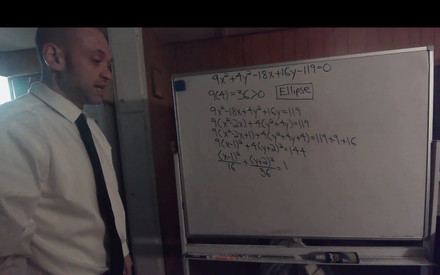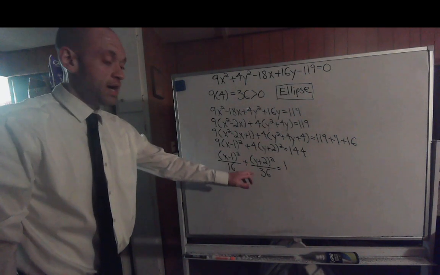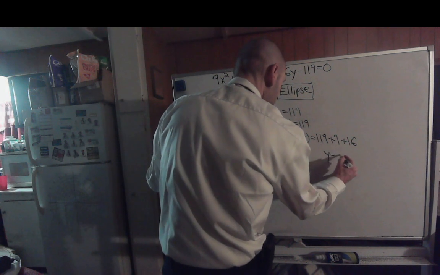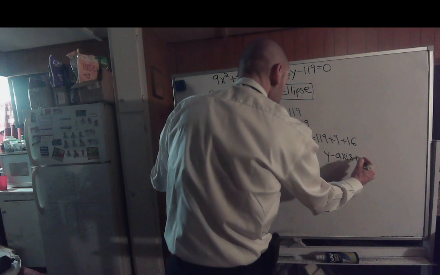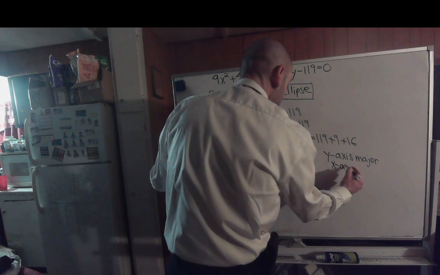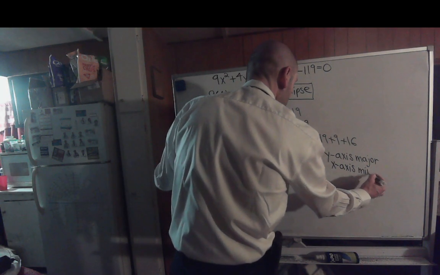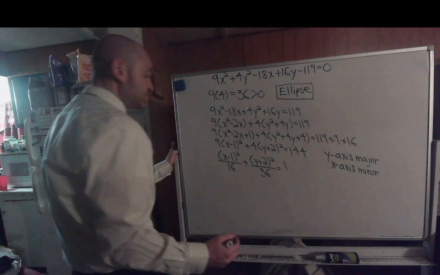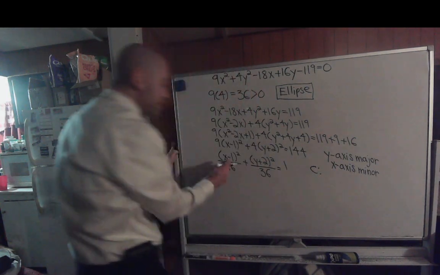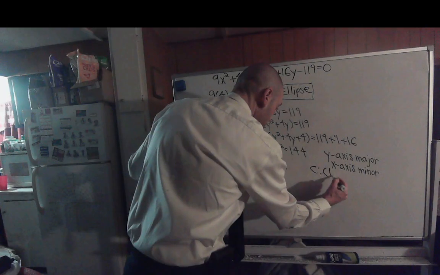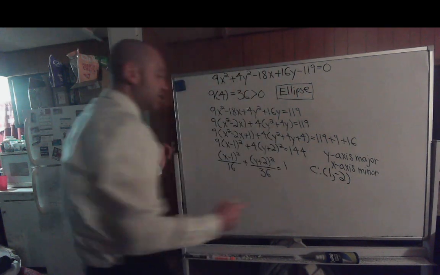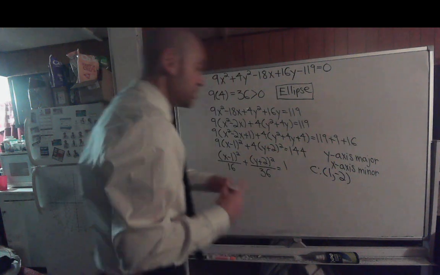Well, it looks like the number below the y, the denominator below the y, is bigger, so the y-axis is the major axis, which means then that the x-axis is the minor axis. Alright, so let's find the center. Well, that's going to be x minus 1 equals 0, the x coordinate would be 1. Then the y plus 2 equals 0, the y coordinate would be negative 2. So the center of this ellipse would be at 1, negative 2.